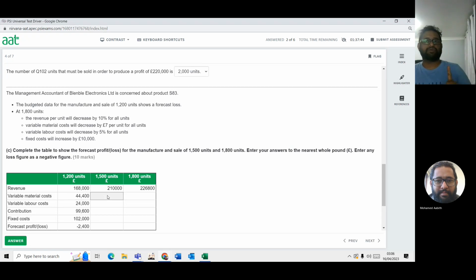But now let's look at the next one. Variable material cost at 1,200. So let's find this out.